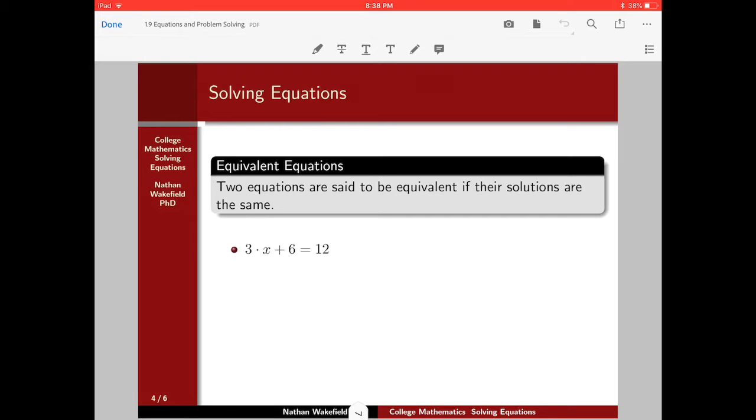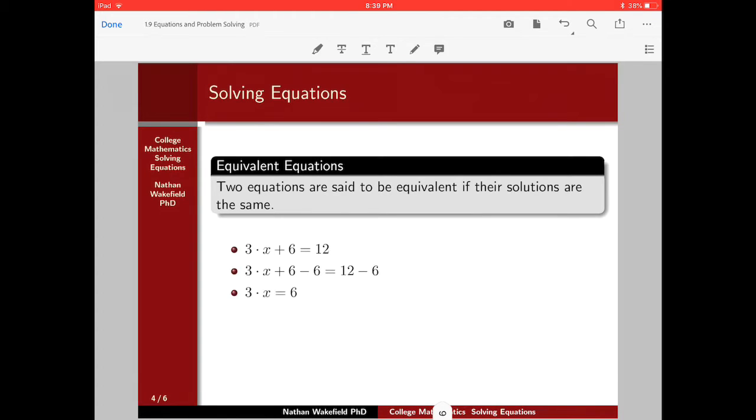One thing I could do in order to have an equivalent equation would be to subtract 6 from both sides. By subtracting 6 from both sides, I've made it equivalent because I have done the same thing to both sides of the equation. That leads to 3x plus 6 minus 6 equals 12 minus 6. Some real basic simplification: my 6's cancel, and I'm left with 12 minus 6, which is equal to 6, so I have 3x equals 6.